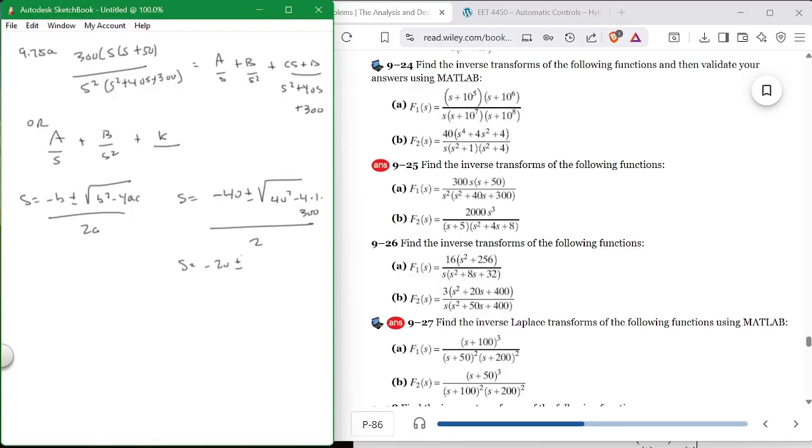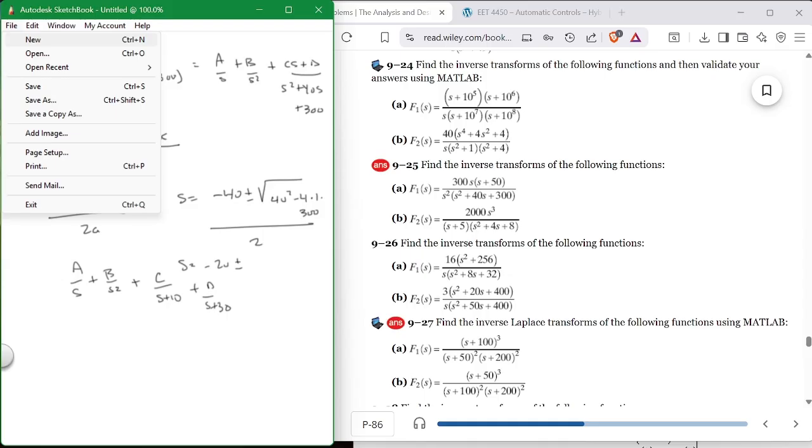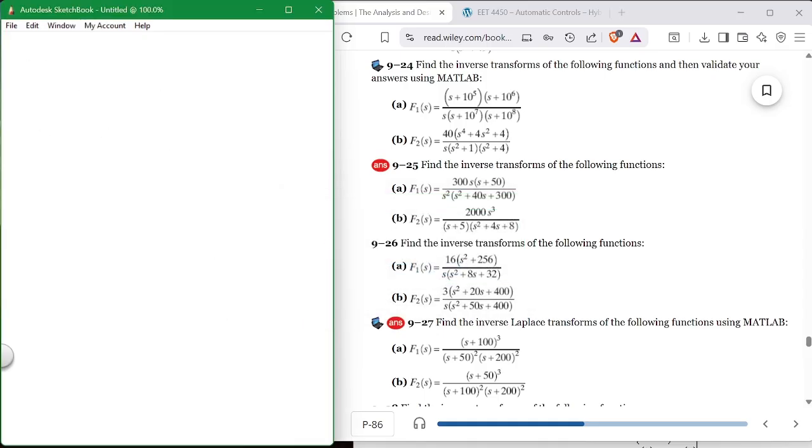Okay, very good. So it's a over s plus b over s squared plus c over s plus 10 plus d over s plus 30, right? And that's it. You have to find these four variables. So let's just start from scratch. I assumed that it was going to be a negative number under there, but it's not.